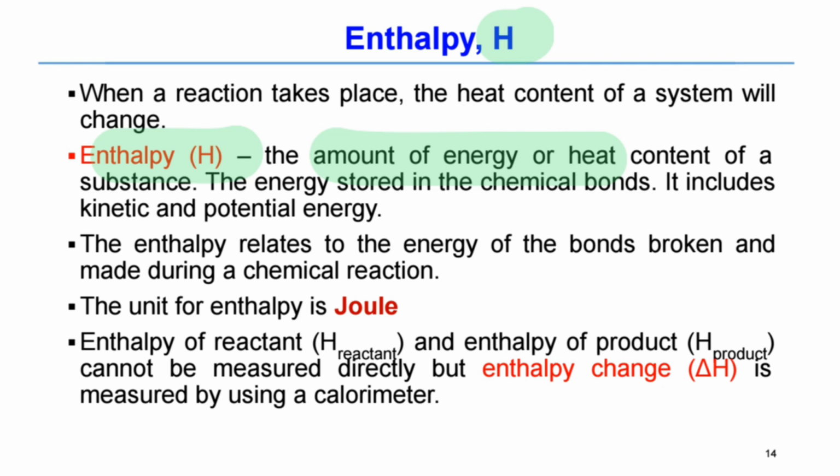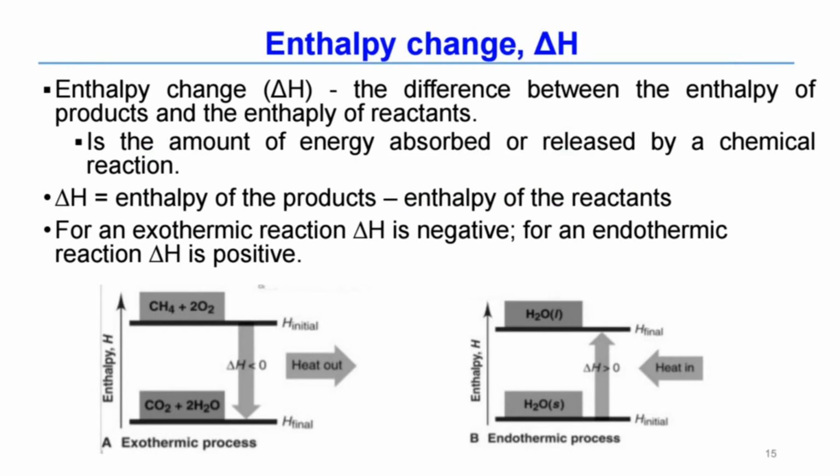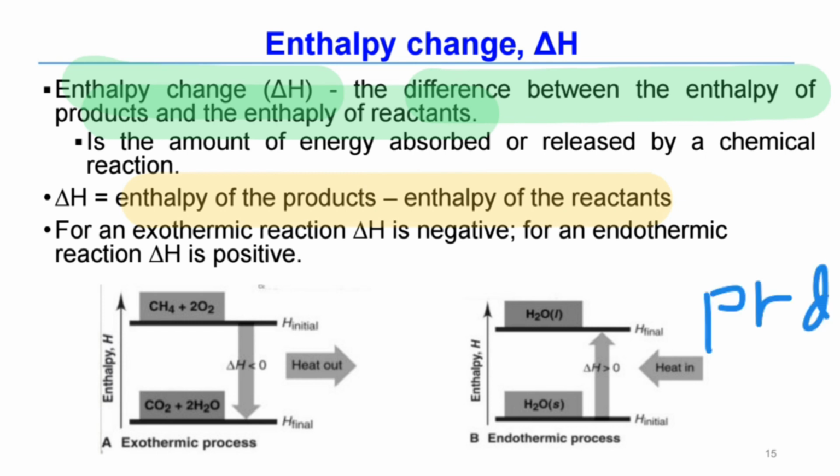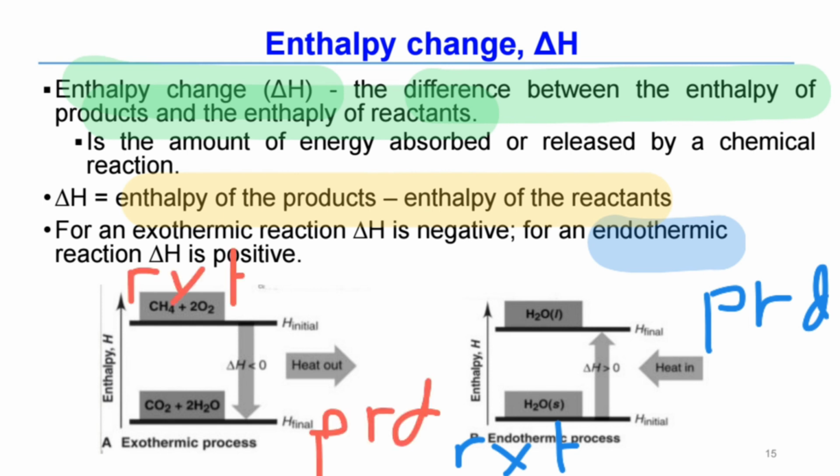The amount of enthalpy is measured by using a calorimeter with unit joule. Enthalpy change is the difference between the enthalpy of products and the enthalpy of reactants. When enthalpy of product is greater than enthalpy of reactant, it contributes to an endothermic reaction and energy is absorbed by a chemical reaction. When enthalpy of reactant is greater than enthalpy of product, it contributes to an exothermic reaction and energy is released by a chemical reaction.